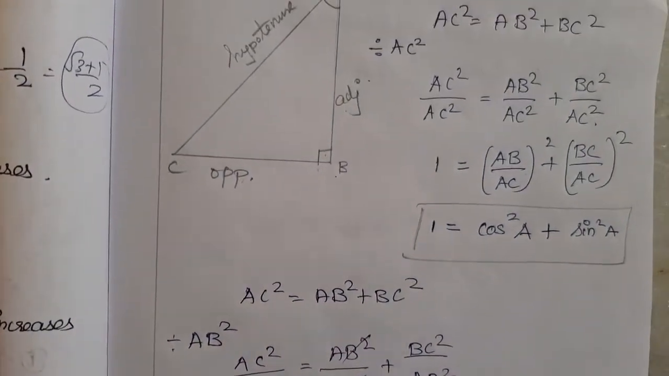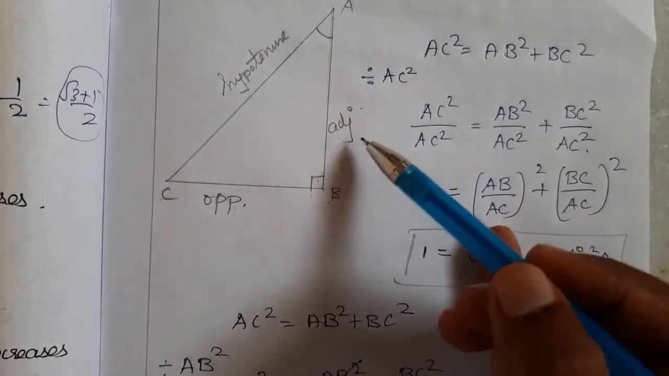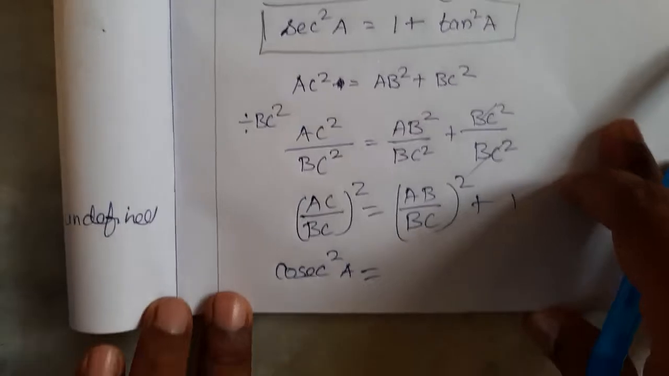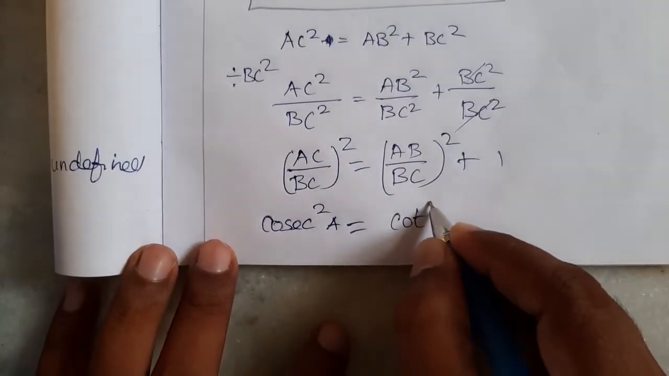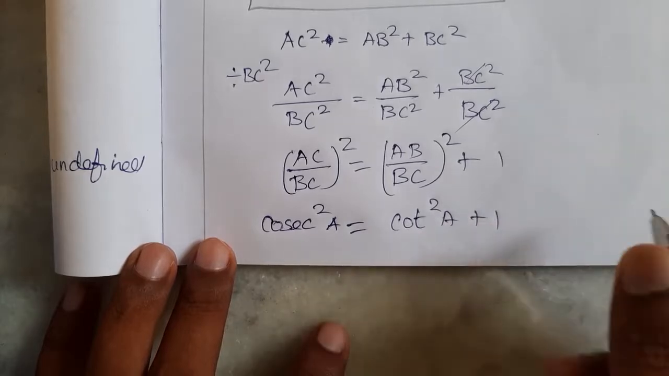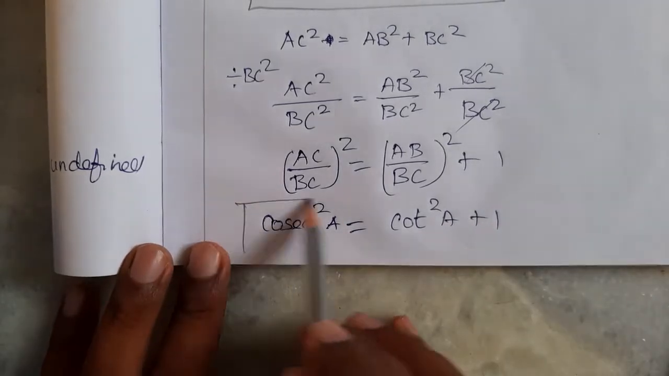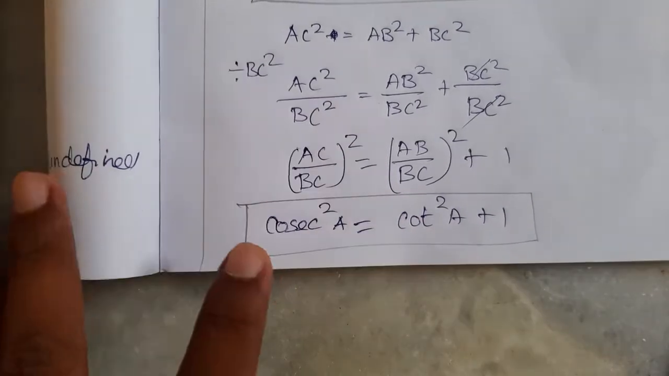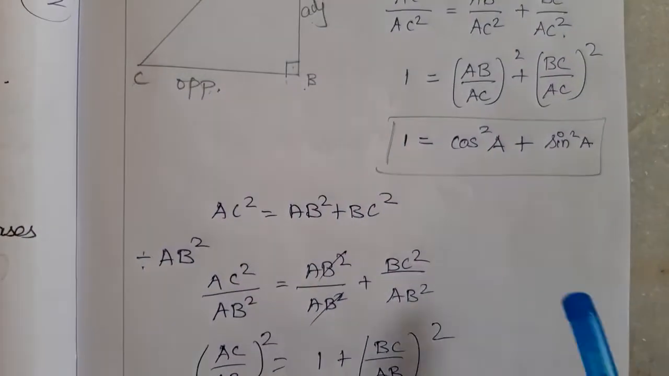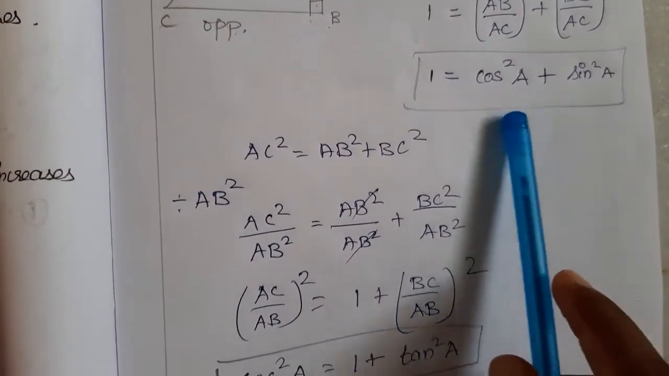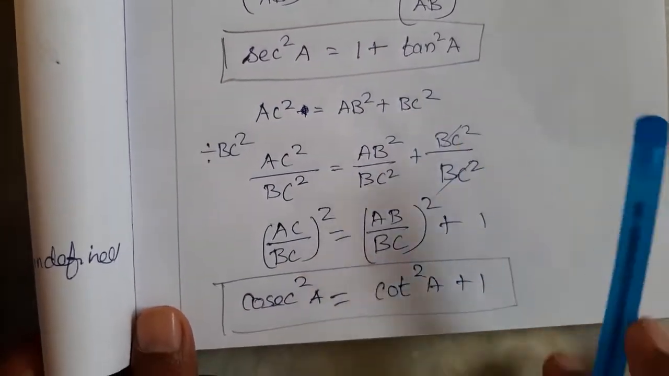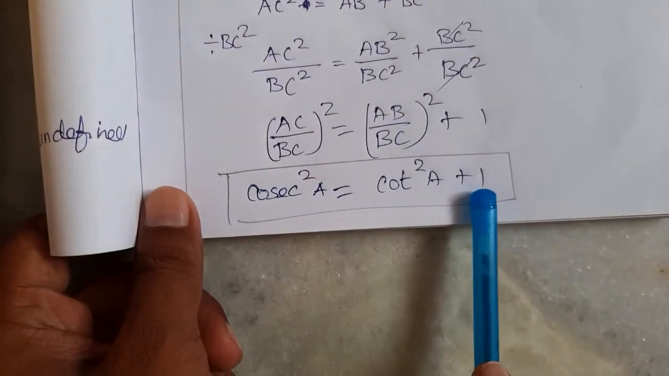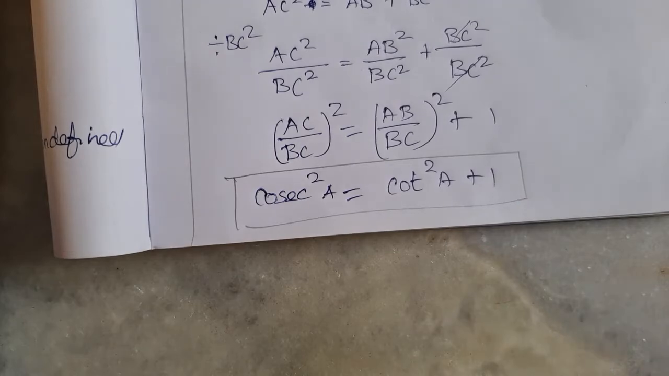AB by BC square plus 1. AB is, I think, the adjacent, and BC the opposite. Adjacent by opposite is cot, right? So cosec square A is equal to cot square A plus 1. This is another identity. So we obtained the 3 identities. Here 1 is equal to cos square A plus sin square A. Sec square A is equal to 1 plus tan square A. Another is cosec square A is equal to cot square A plus 1.